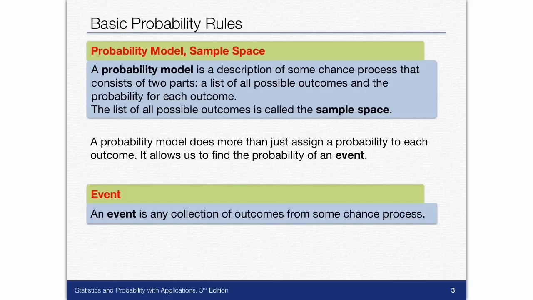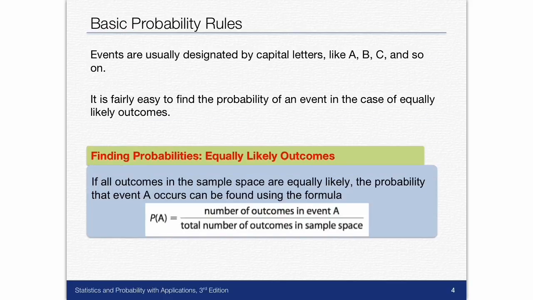A probability model does more than just assign a probability to each outcome. It allows us to find the probability of an event. Now, an event is any collection of outcomes from some chance process. It could be just rolling two 3s, or it could be rolling two dice that add up to something greater than 5, and there's more than one way to do that. There's different outcomes that we could look for, and each outcome is just an event. Events are usually designated by capital letters A, B, and C, and so on.